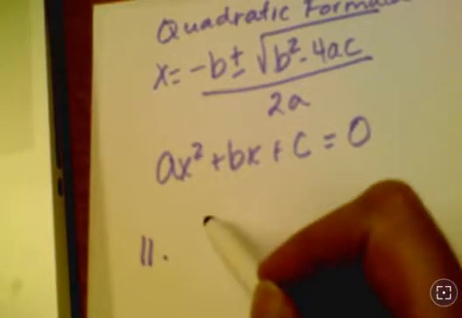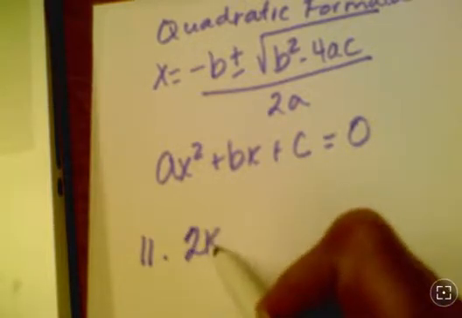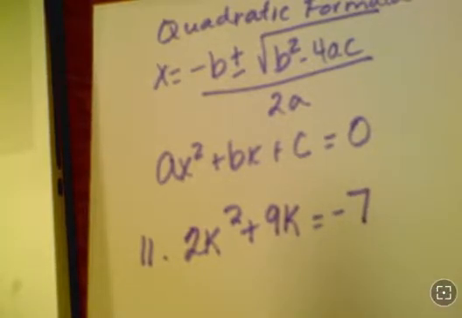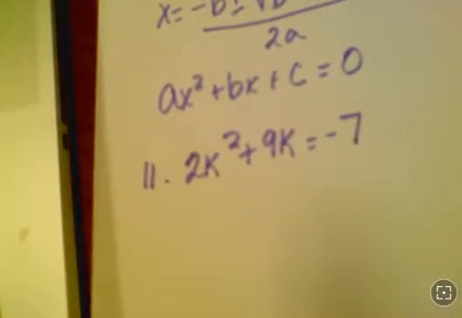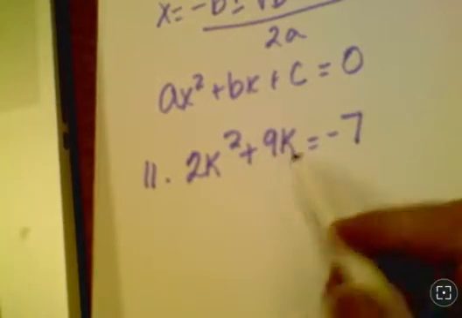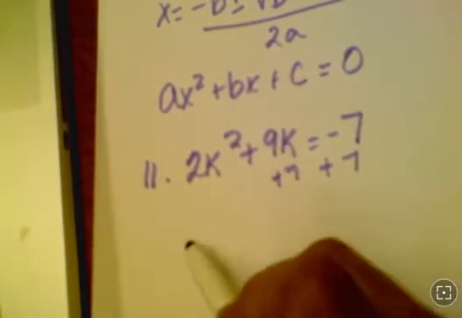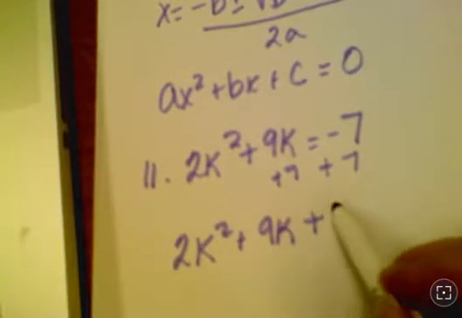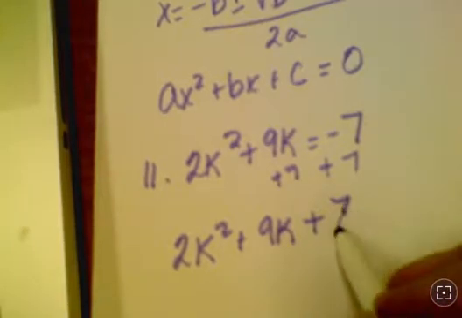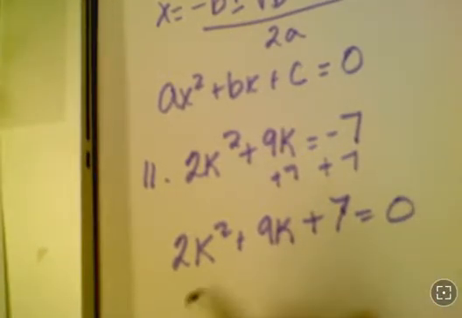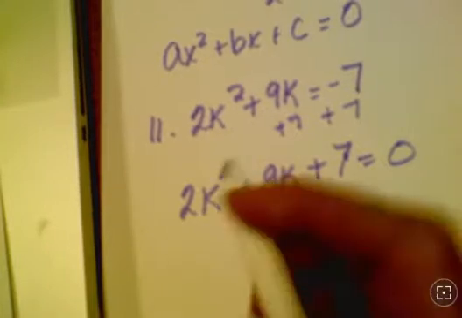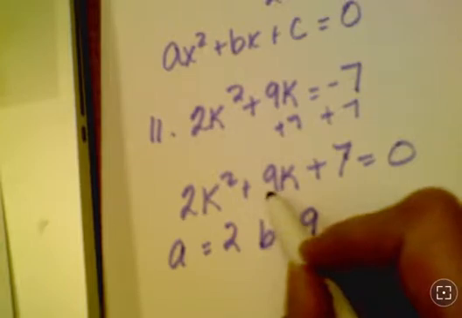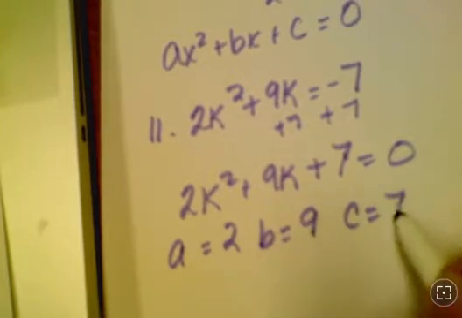We were given in 11, 2k squared plus 9k equals negative 7. The very first thing we want to do is make sure that it's equal to 0. So I'm going to move this 7 over to the other side by adding 7 to both sides. So I get 2k squared plus 9k plus 7 equals 0. So now I know my a value is 2, my b value is a positive 9 because this is a positive, and my c value is 7.